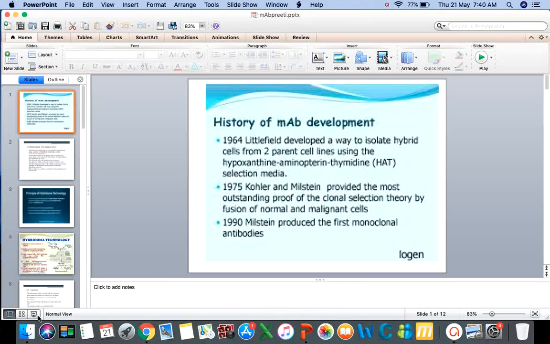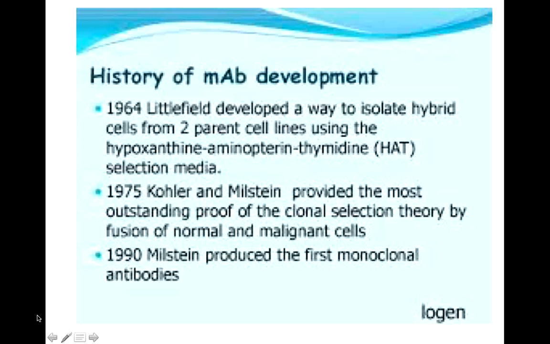Regarding the history of monoclonal antibodies, it was way back in 1975 when Kohler and Milstein devised a method for preparing monoclonal antibodies, and during the synthesis of monoclonal antibodies, they were able to show clonal selection theory, in which the technique used was a fusion of normal B-type lymphocyte cells with malignant cells, that is myeloma cells, that is cancerous plasma cells.